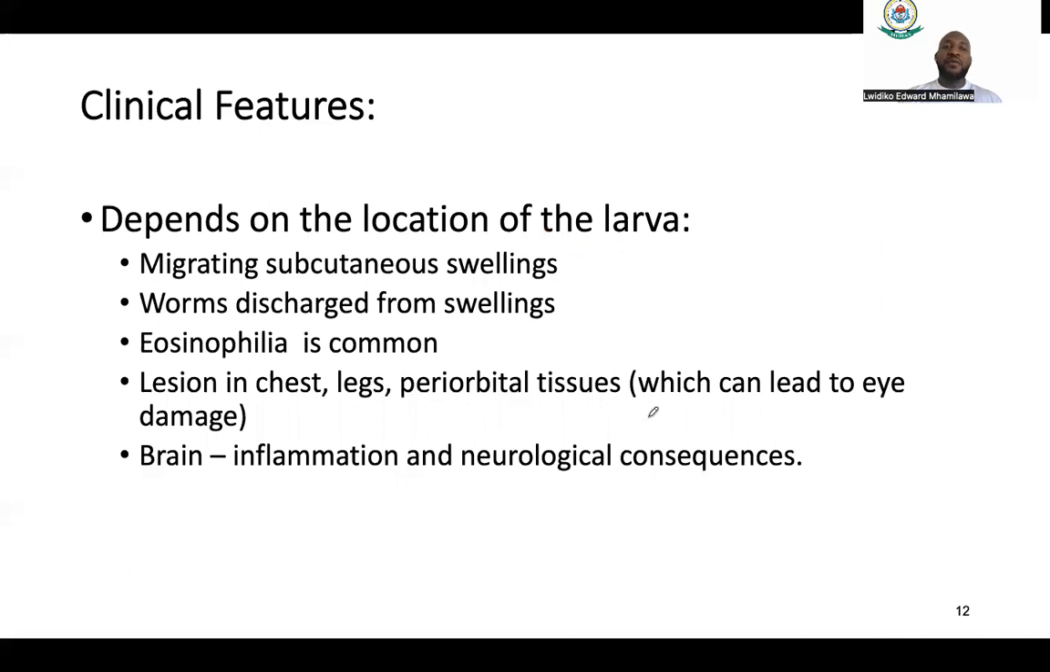And now, what happens with the larva? The larva migrates into subcutaneous swellings under the skin, or the worms can be discharged from these swellings. You can have eosinophilia. The lesions can be in the chest, the legs, and periorbital tissues, which end up damaging the eyes. It can even go all the way to the brain and cause neurological consequences.